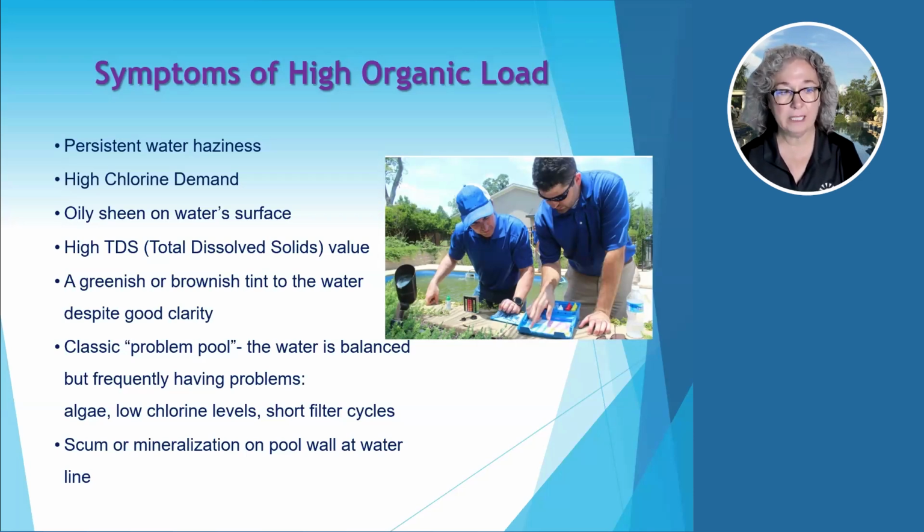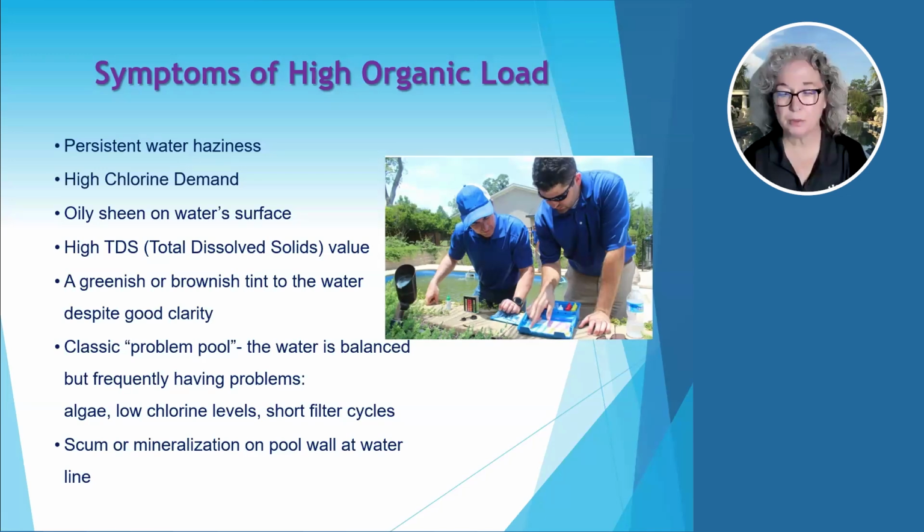You have a high TDS value. I have a greenish brownish tint in the water, but it's very clear, just a greenish brownish tint. Classic pool problems: the water is balanced, but I get frequent problems of algae growth, low chlorine levels, and short filter cycles.